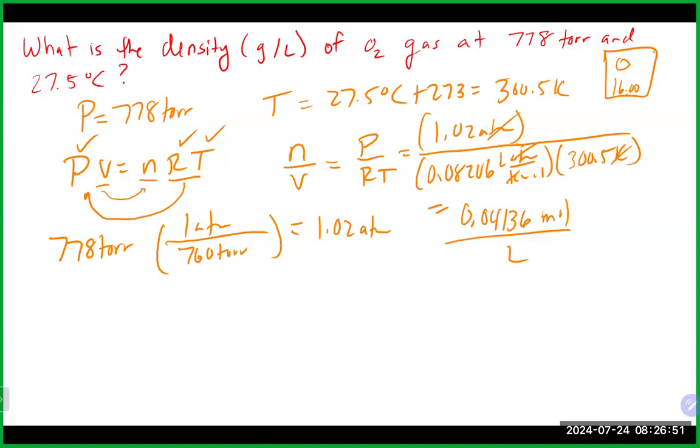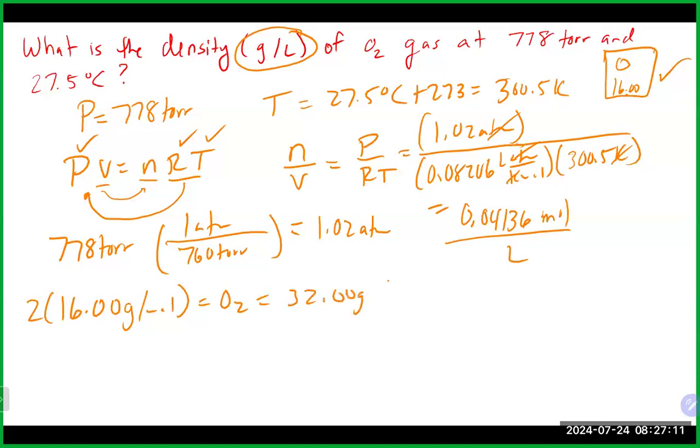That is close to what we want, but we do want grams per liter. So really at this point, it's just a conversion between moles to grams, and that is the molar mass from the periodic table that allows us to do that. So that's going to be 2 times 16 there for our molar mass of oxygen, which is our 32 grams per mole.